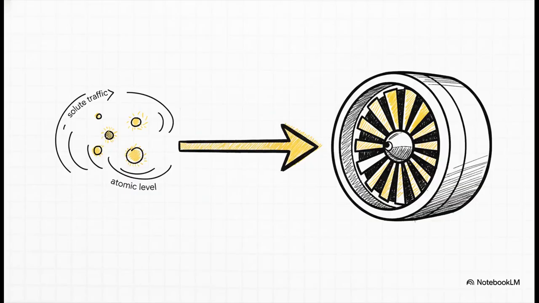So, when you boil it all down, here's the big idea. By carefully choosing which elements to add, by creating atomic seeds and controlling that solute traffic jam, we can dictate how a material performs on the macro level. It completely changes things. We don't just find materials anymore, we design them. Which leaves us with a really exciting question. With this kind of power, what are we going to build next?